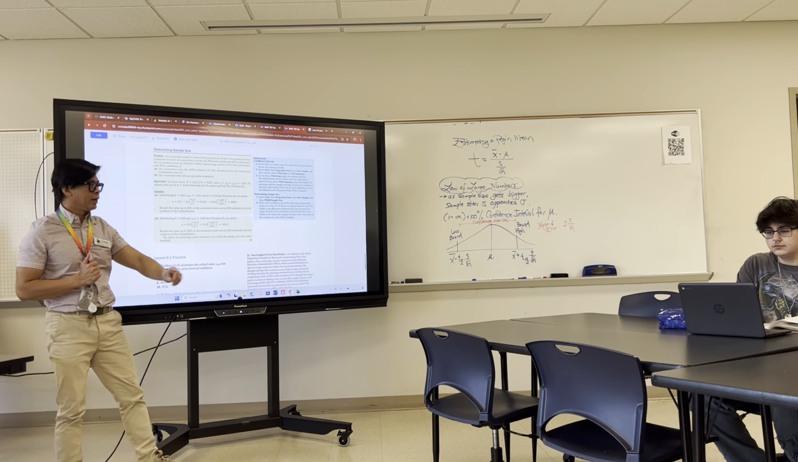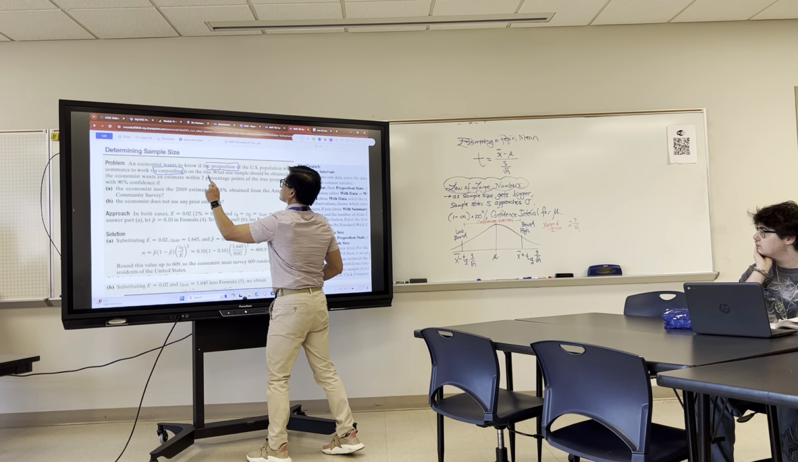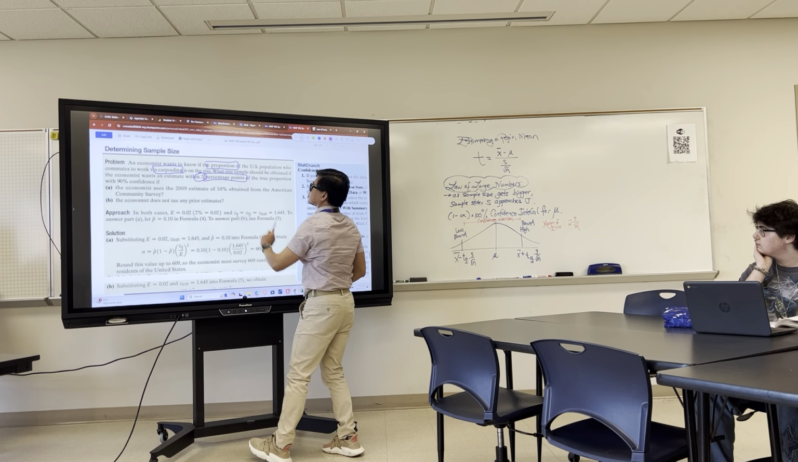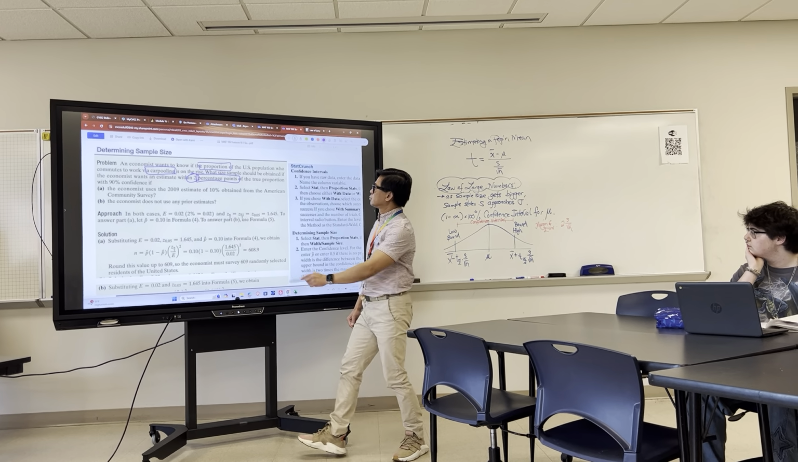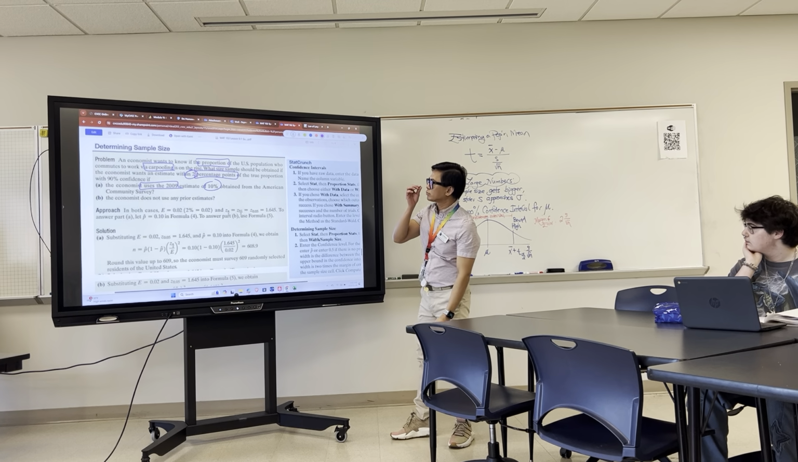An economist wants to know if the proportion of the U.S. population who commutes to work via carpooling is on the rise. What size sample should be obtained if the economist wants an estimate within 2 percentage points of the true proportion with 90% confidence? If A, the economist uses the 2009 estimate of 10% obtained from the American Community Survey, or B, the economist does not use any prior estimate.